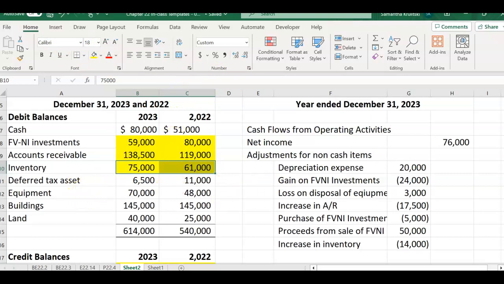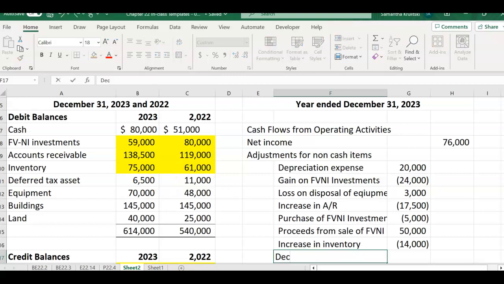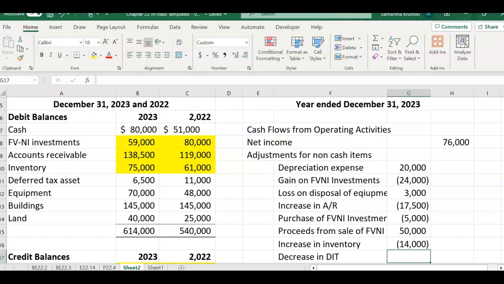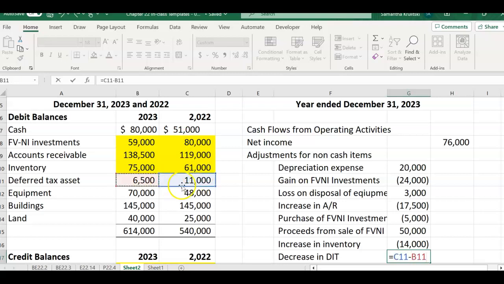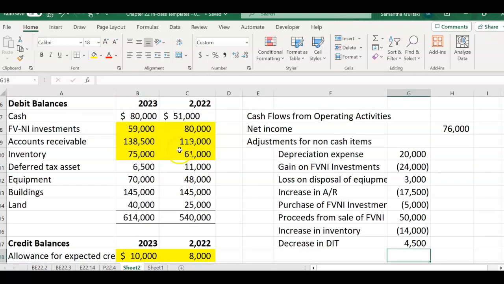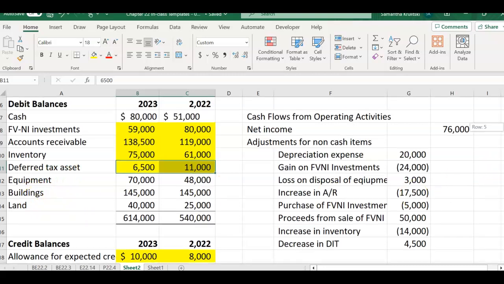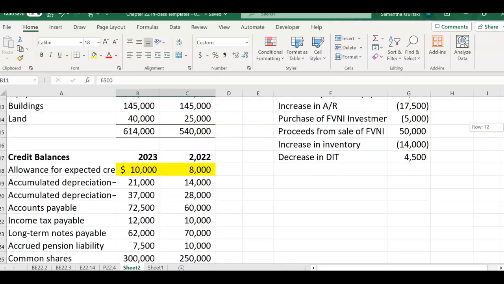Next, I see I've got my deferred tax asset. So I'm going to have to adjust for the change, and it looks like it has decreased in value. So I've got a decrease in my DTA. I'm going to treat it in the exact same way. Okay, so I'm adding the prior year, subtracting the current year. Now I take a look. I think I've taken care of all of the assets that would affect my operating income. I know equipment, buildings, and land are going to affect my investing section, not operating activities.